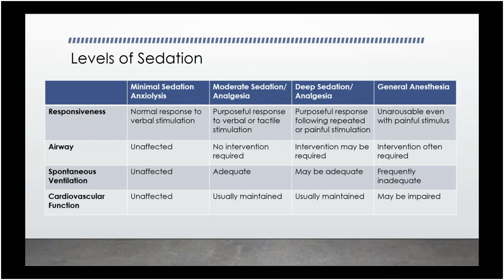So here's a breakdown what you can use to determine what type of anesthesia it is, the responsiveness, the airway, the spontaneous ventilation, cardiovascular function. So as you can see, our minimal sedation, that's going to be your locals, your regionals. You're going to have normal response to verbal stimulus because you're not under. Your airway, your ventilation, and your cardiovascular is not going to be impacted.